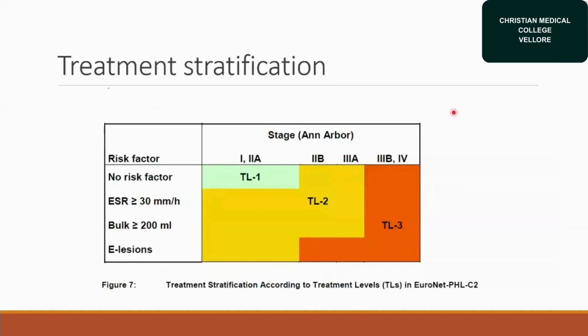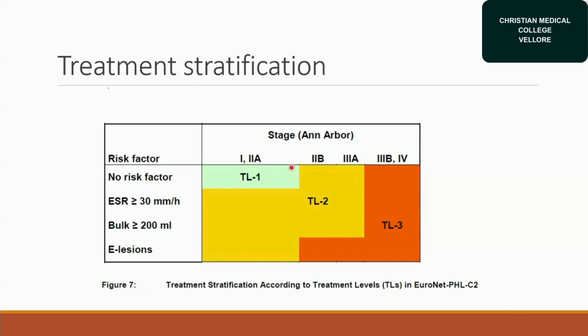Moving on to the treatment stratification, because all our further treatment will be based on what stage they come in. So if they come under stage 1, which can be 1A or 1B, and up to 2A, they're called treatment limb 1 or treatment level 1. In treatment level 1, if they have an ESR at presentation of more than 30, or a bulk of disease which is more than 200 ml, or any extranodal lesions, they will be upgraded to the next level, which is treatment level 2.